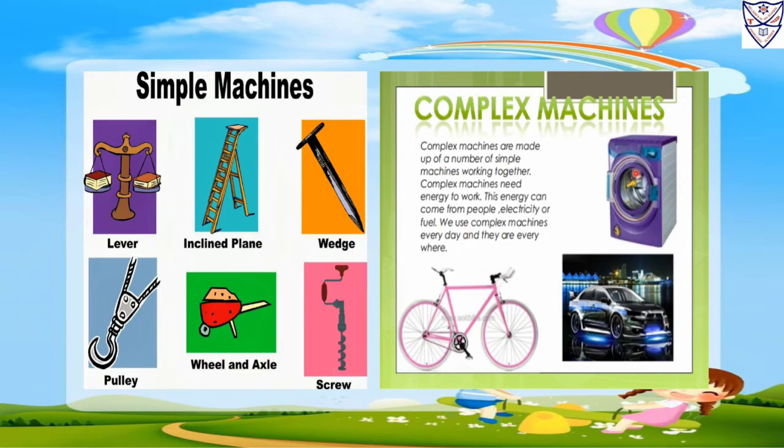And here you can see some examples of complex machines. They are made up of a number of simple machines working together. Complex machines need energy to work, and this energy can come from people, electricity or fuel. We use complex machines every day and they are everywhere. These are the examples of complex machines.